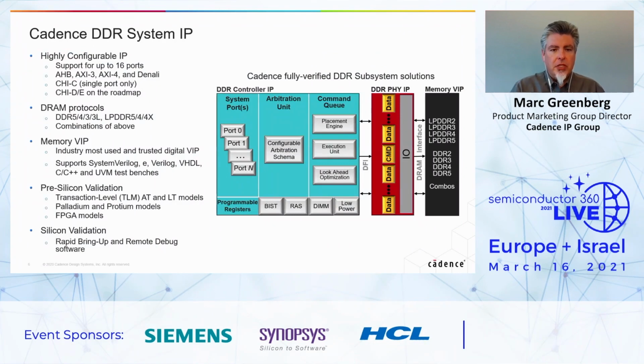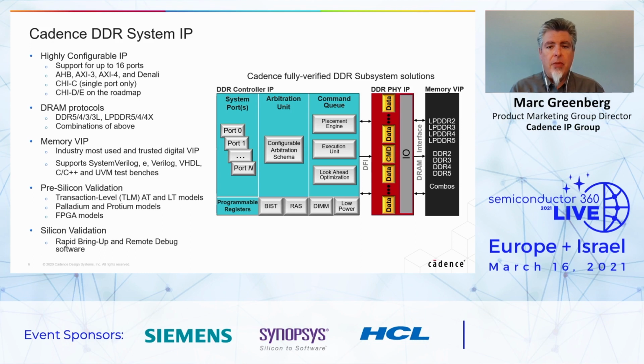If you'll forgive me for a moment to talk about the Cadence offering in this space, what do we offer and what can we provide? Cadence is the only provider with the broadest portfolio of memory technologies, including support for DDR, LPDDR, GDDR6, and HBM. We offer highly configurable IP with multi-port support, and in the hyperscaler space, support for the latest generation ARM-based buses like CHI-C and D&E, with D&E being on the roadmap. So we support the processor buses that go with the very latest ARM CPUs.